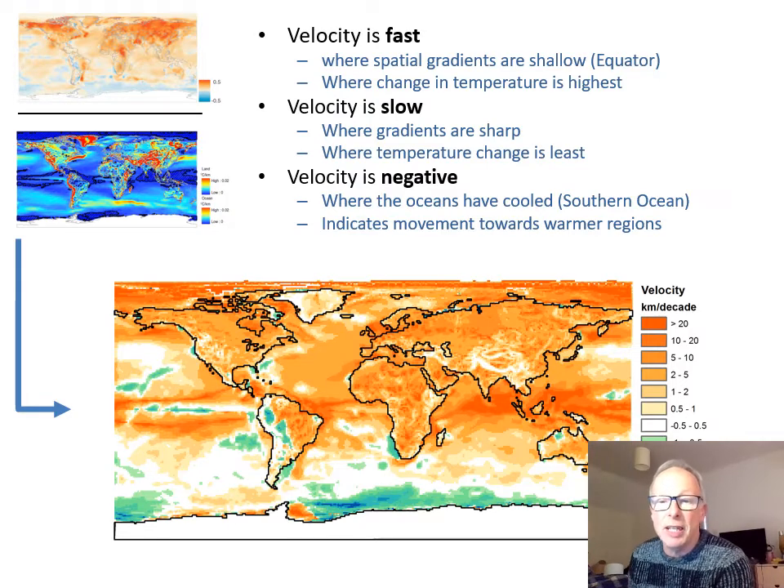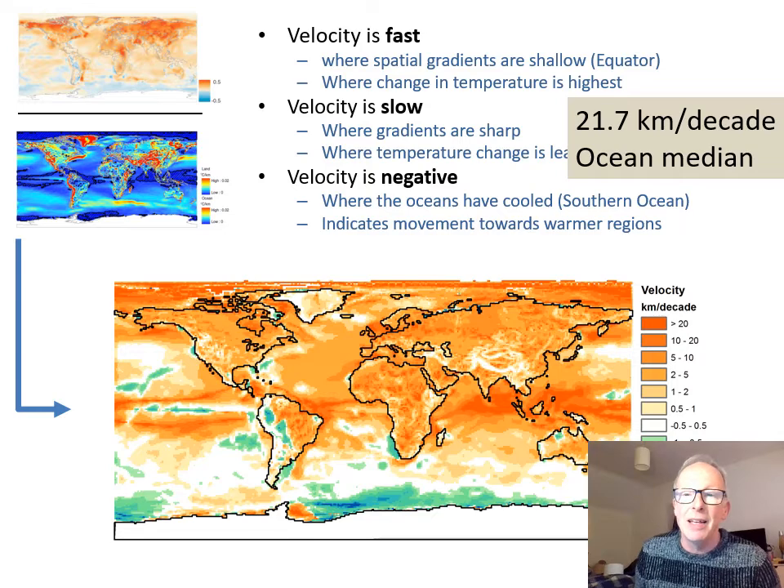We can get negative velocities of climate where oceans have cooled, and that indicates expected shifts towards warmer places, and not many places in the world show that. The median velocity of climate over the last 50 years has been about 20 kilometers per decade. So on average, over 50 years, there has been a 100 kilometer shift in ocean isotherms towards the poles.